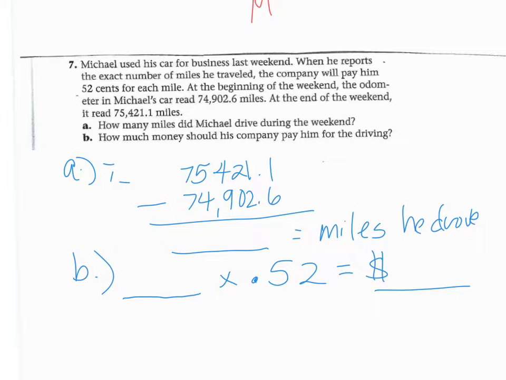Again, to recap, A is 75,421.1 minus 74,902.6. Once you come up with that number, you multiply it for B times 0.52, and that gives you the total amount of dollars that Michael gets to pocket for his work over the weekend.